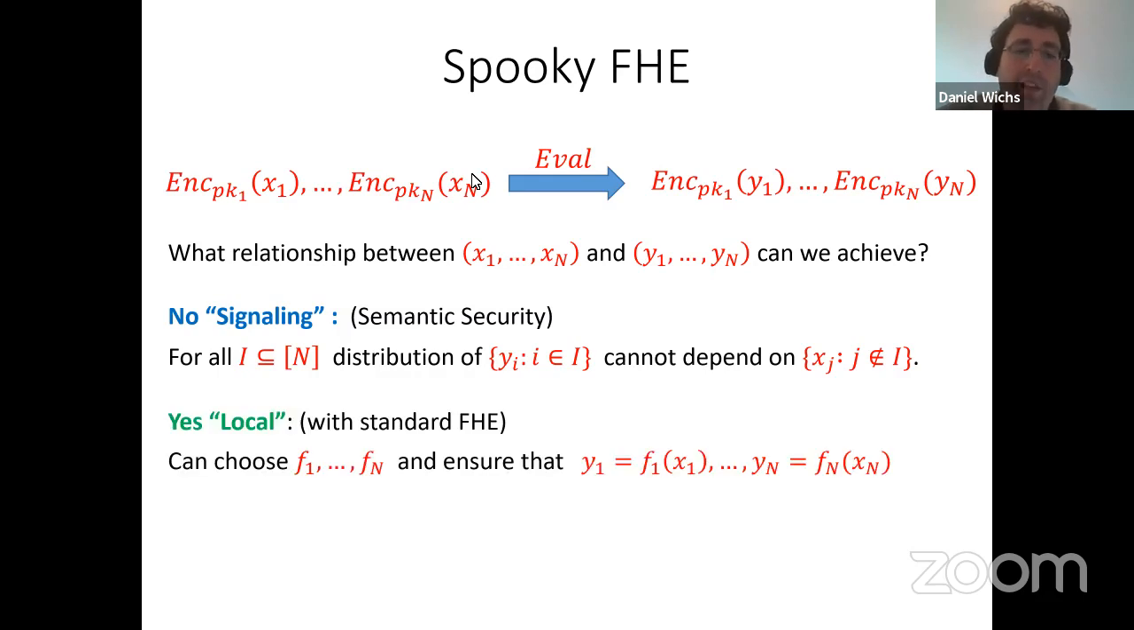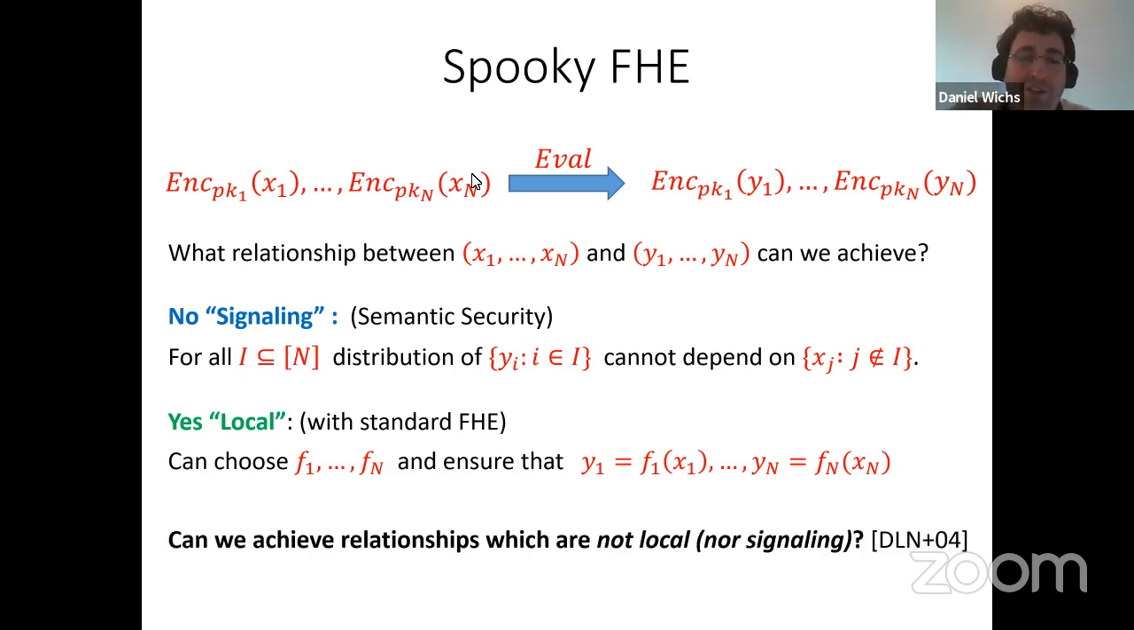On the other hand, you can achieve local relationships. So each yi can be an arbitrary function applied to the xi, and that's just by using standard fully homomorphic encryption. So we cannot do signaling, we can do local. Maybe if you haven't seen this before, you might think, well, that settles the whole problem. But it turns out that actually, surprisingly, there are things that are in between. There are relationships that are neither local nor signaling. And the question is, can you achieve these types of relationships?